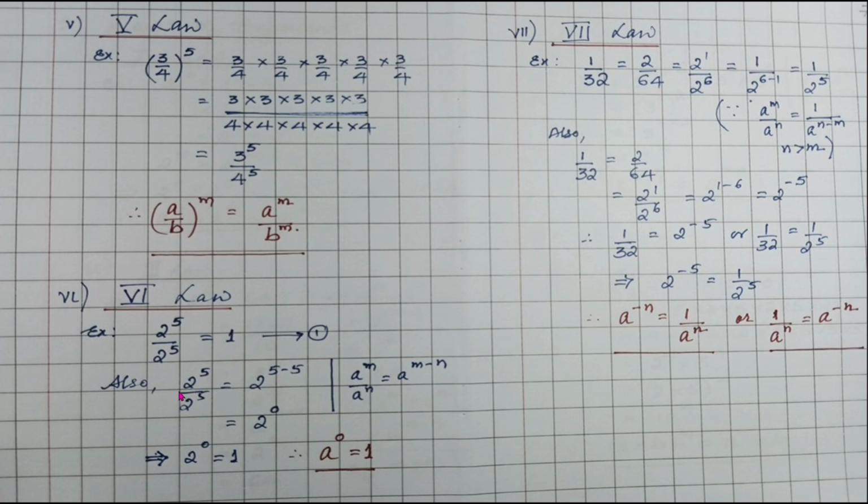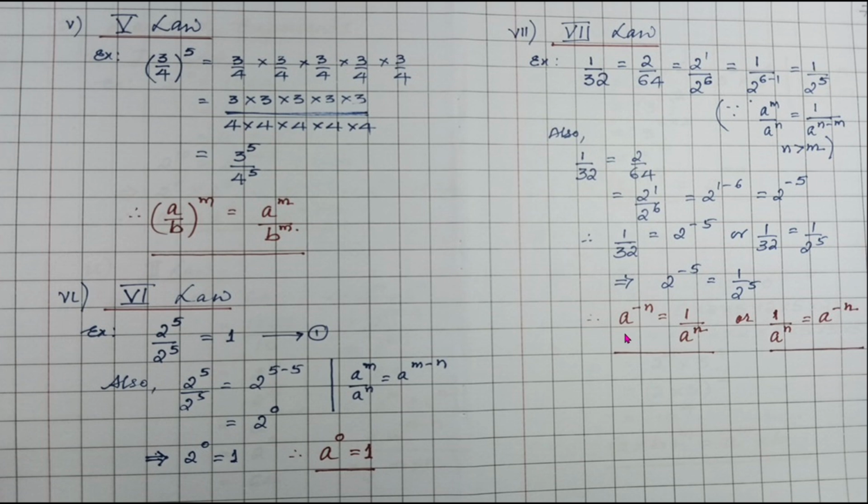Here a is 2, m is 5, n is 5, so 2 raised to m minus n. So 2 raised to 5 minus 5 becomes 2 raised to 0, and 2 raised to 0 is 1, because 2 raised to 5 by 2 raised to 5 is 1. Therefore the LHS 2 raised to 5 by 2 raised to 5 is 1, and 2 raised to 0 therefore has to be 1. If you have to generalize it, instead of 2, let me take it as a. Therefore any number raised to 0 is always 1. Remember that.